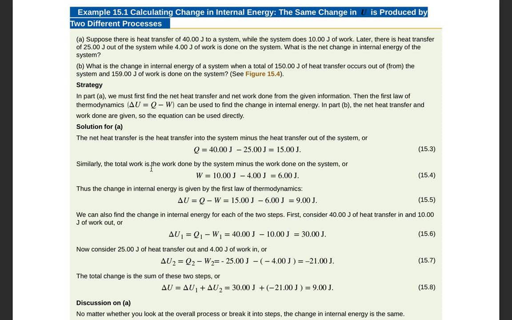Similarly, the total work is the work done by the system minus the work done on the system. While the system does 10 joules, that's work done by the system. And then 4 joules is done on the system. So we do 10 minus 4, that gives us 6 joules. Thus, the change in the internal energy is given by the first law. So we do Q minus W, 15 minus 6, and that gives us 9.